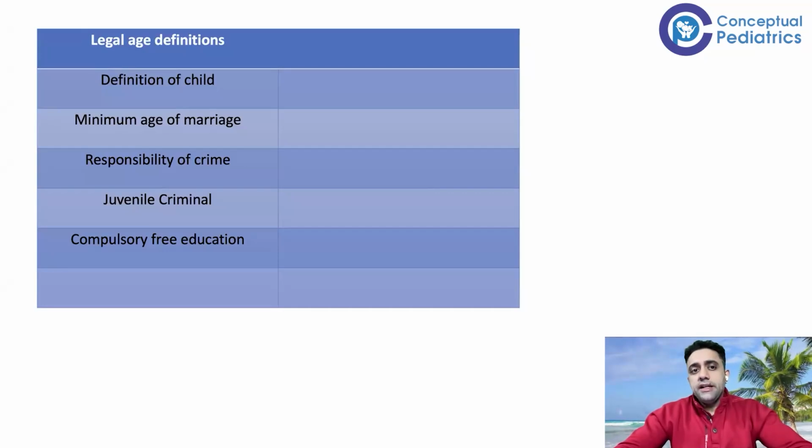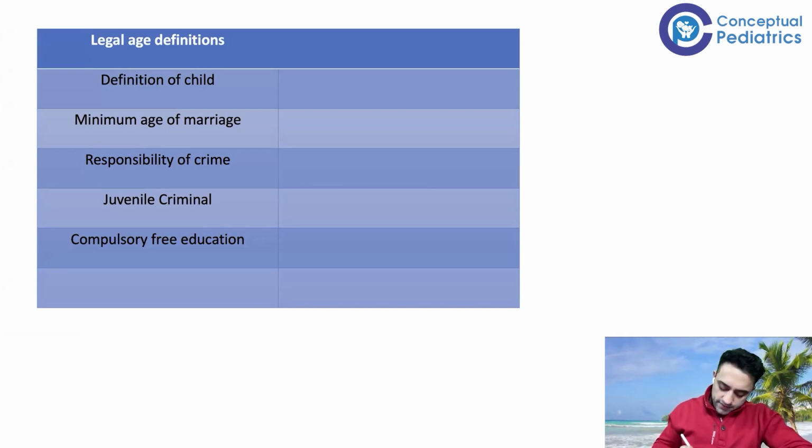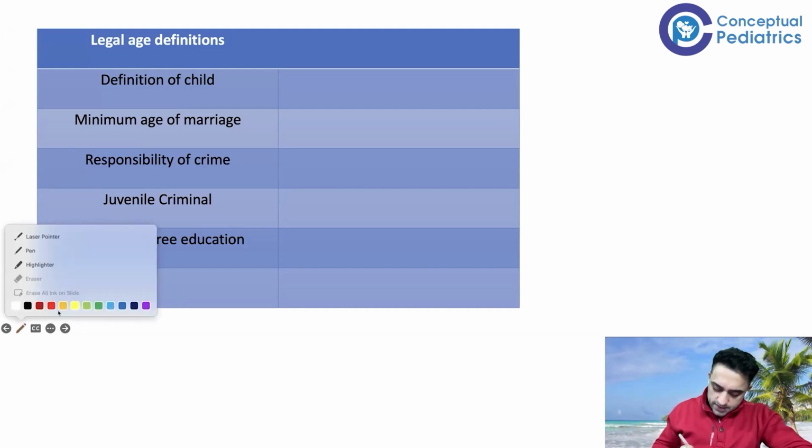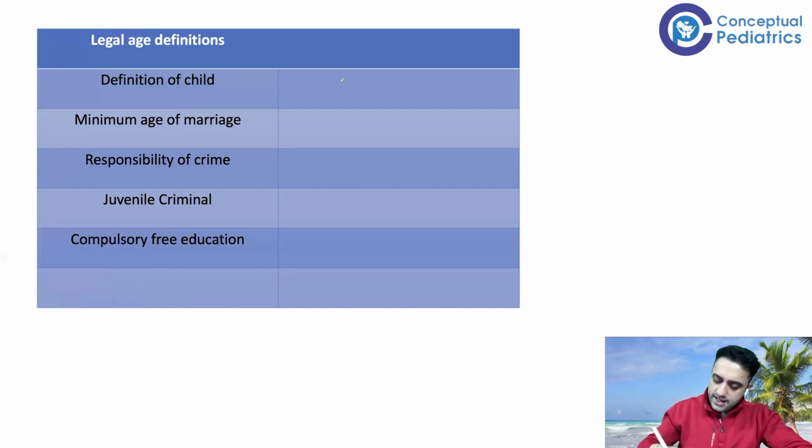So these are the legal age definitions: definition of child, minimum age of marriage, responsibility of crime, juvenile crime, compulsory free education. Remember, number one, very basic: what is the definition of child? Anyone who is less than 18 years, that is known as a child.